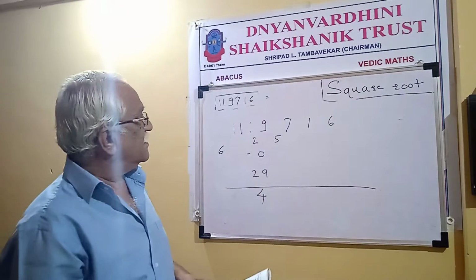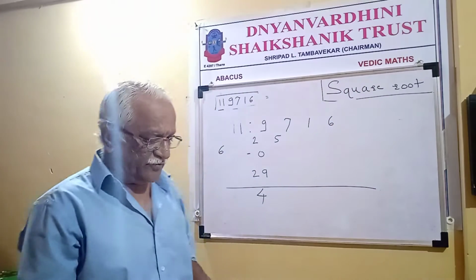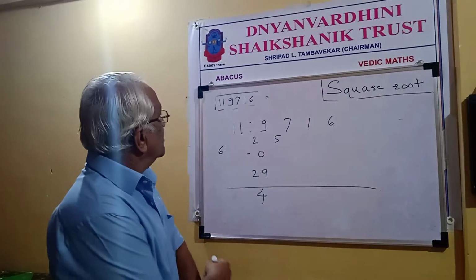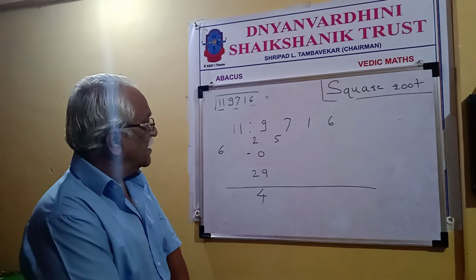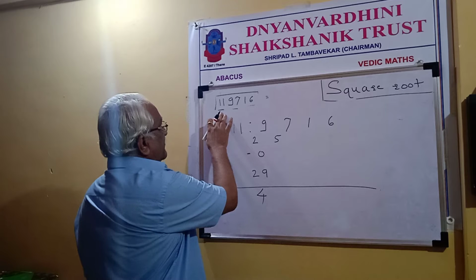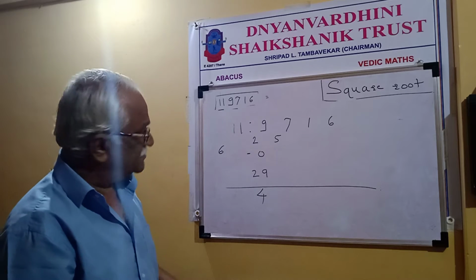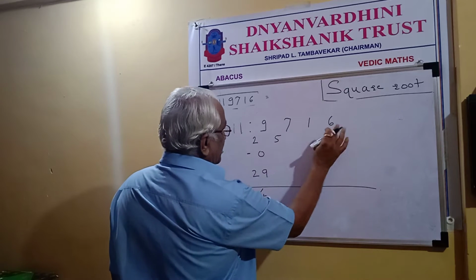We are learning the square root method, and in the last episode we have learned the square root of 3 digits. In this episode, we are finding the square root of 1,19,716. Here we have written it in the same way.